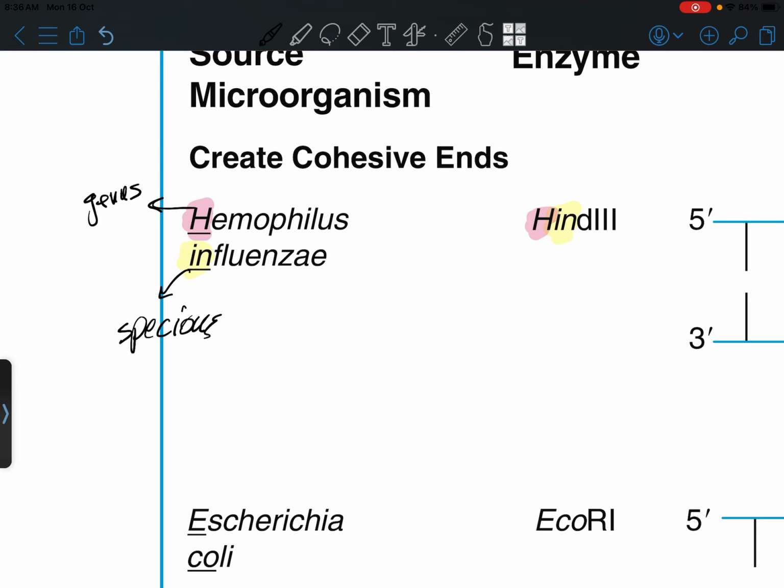Then we have some extra letters and maybe Roman numbers. These indicate that the extra letter, the D, indicates what? The strain of the Haemophilus influenzae. There are different strains. Okay?